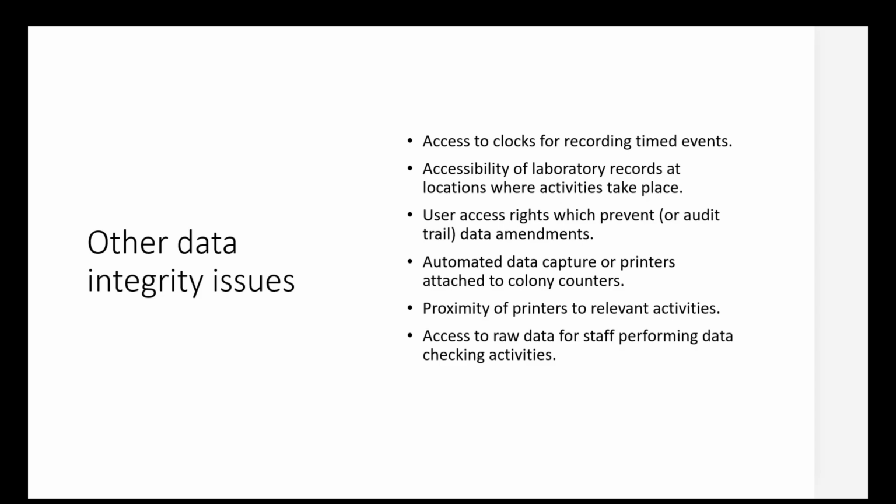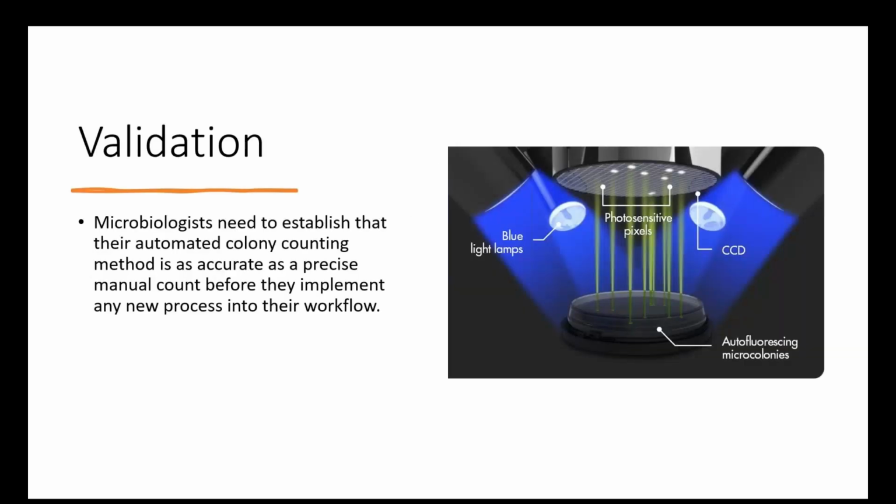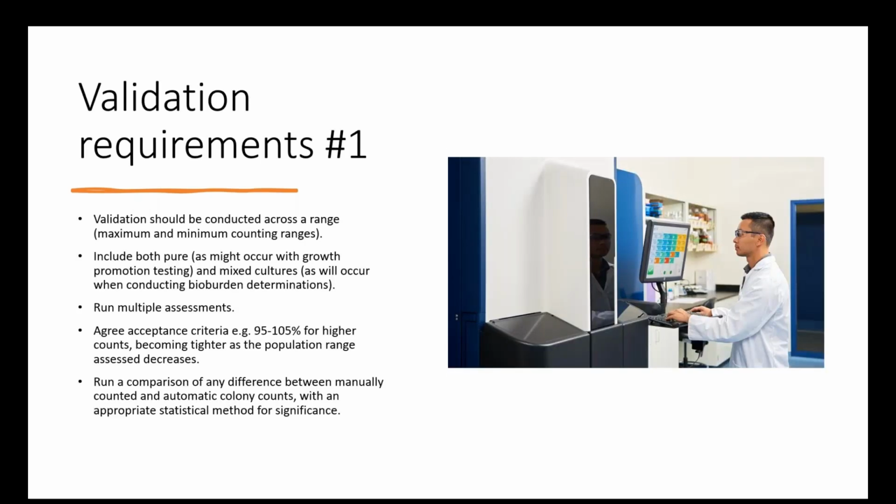There are other important considerations as well, like access to clocks, user access rights we discussed, how things are printed, what happens to the printouts, and what's considered to be the primary source of data. Validation is also of great importance, and the microbiologists leading this activity would need to establish how they were going to set out to qualify the automated counting and to come up with a way that is as precise or superior to the manual method, and how that fits into the workflow.